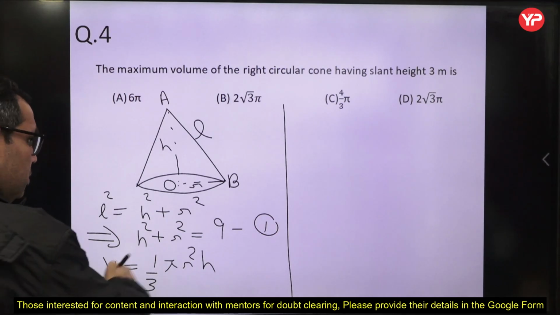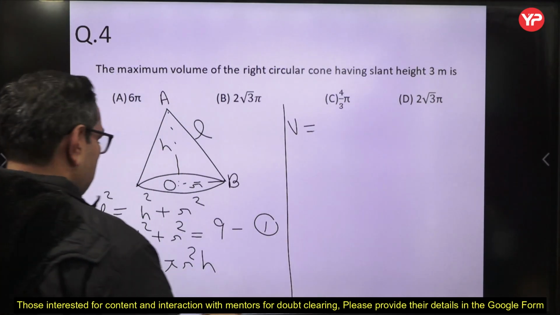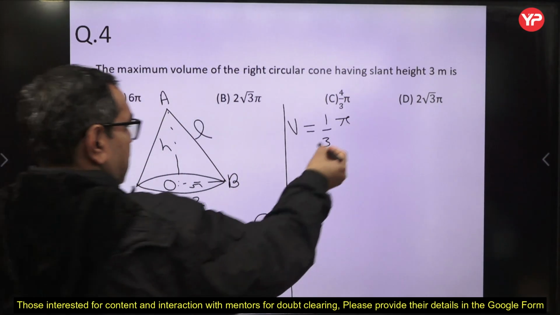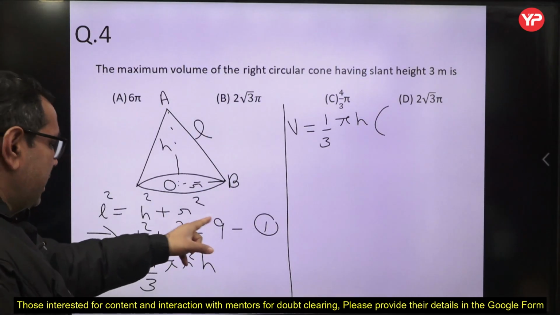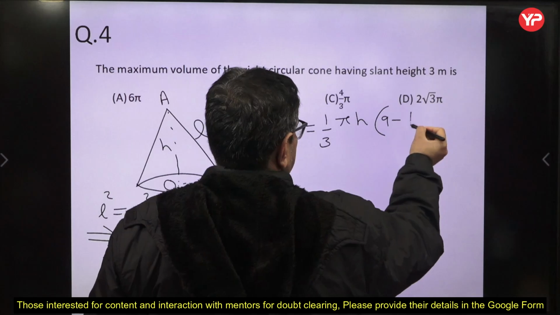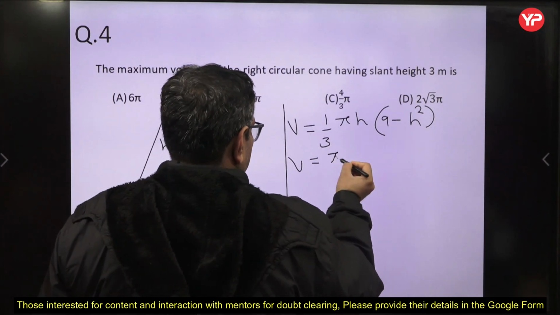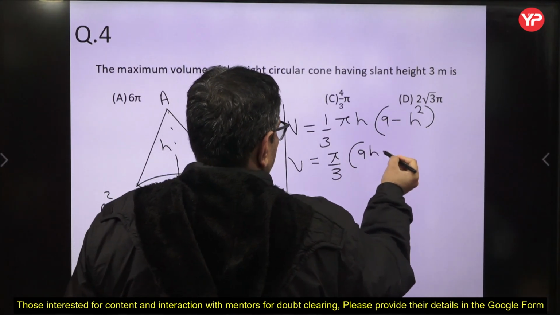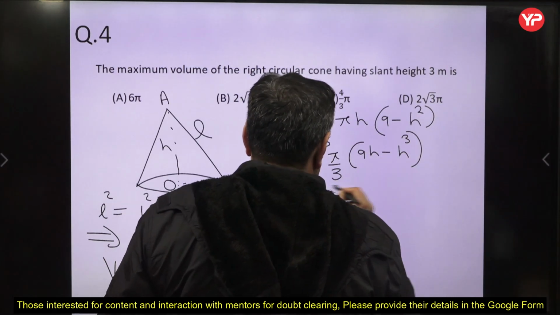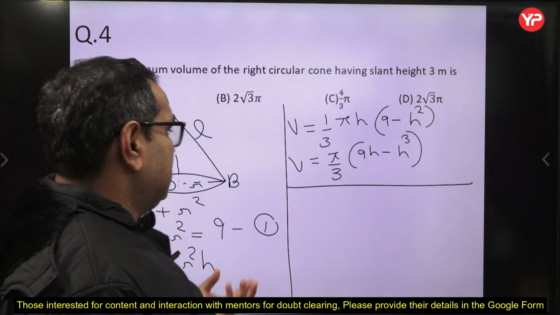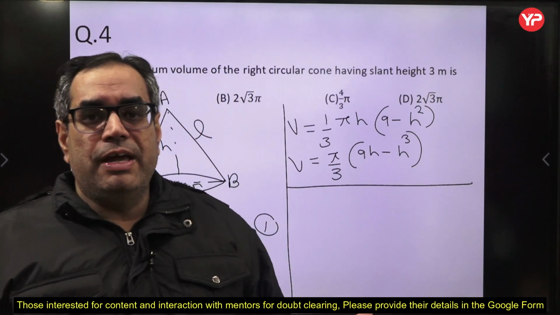Let us put this value and we get V equal to 1 upon 3 pi h, and then r square is equal to 9 minus h square. So V equal to pi upon 3 into 9h minus h cube. This is our volume in terms of the single variable h. Here h is the variable now. So we have to find the maximum volume. At what height are we getting the maximum volume? We have to find the maxima of V. Where is the maximum value of V happening?